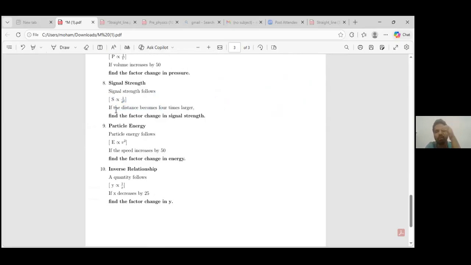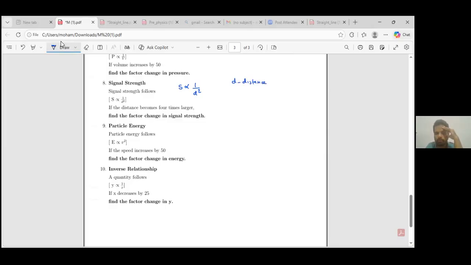Right. So let's say signal strength follows 1 over d square. Okay, d is distance. If the distance becomes 4 times larger, right? So you can see this is an inverse proportionality.